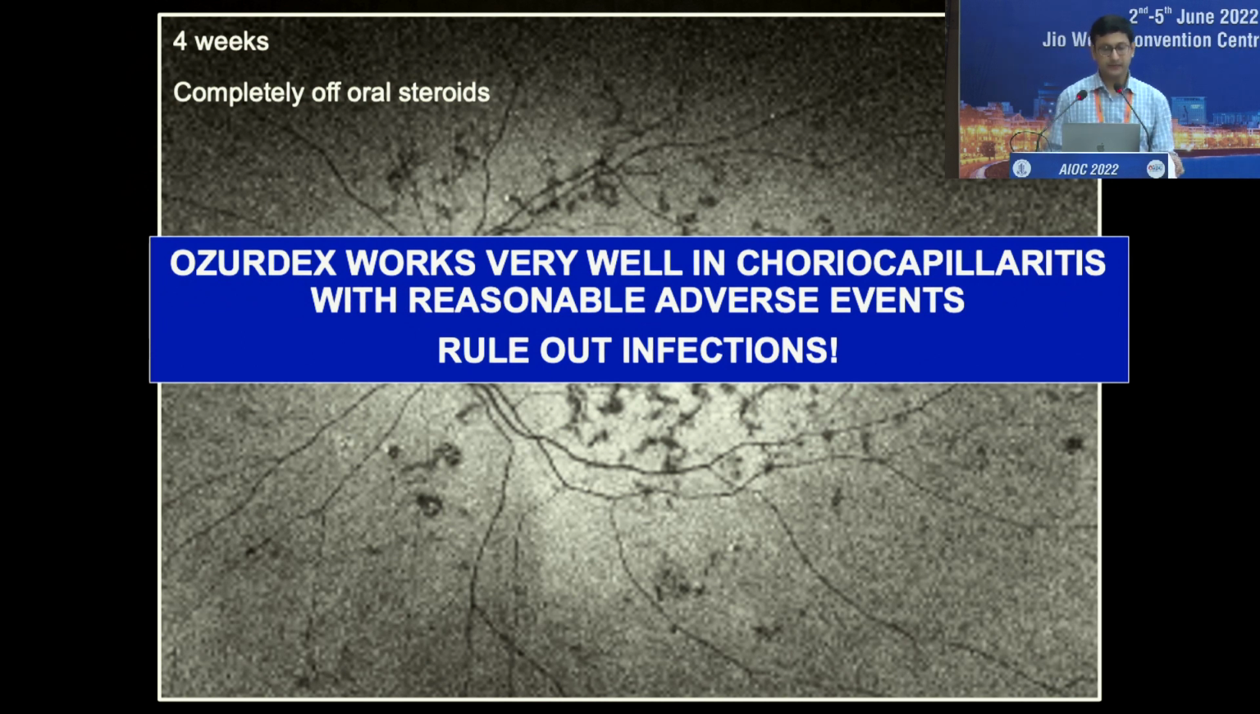So Ozurdex works very well in choriocapillaritis, especially if you have a multifocal choroiditis, even placoid, TB. It works very well with reasonable adverse events that we all expect. But remember to rule out infection.